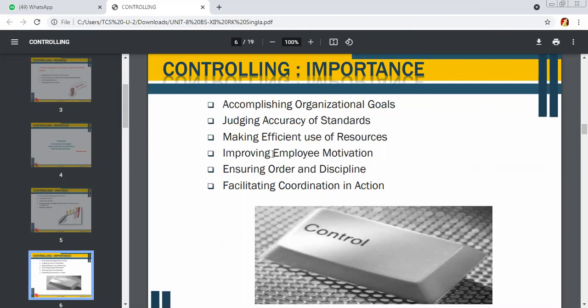At the time of controlling, we also judge what the level of the deviation is, whether the deviations are up to the level of control, or it is management by exception, or it crosses the critical point control. What is that? In this way, we also judge the accuracy of the standard and make efficient use of the resources. Moreover, controlling helps us to make the best use of the resources.